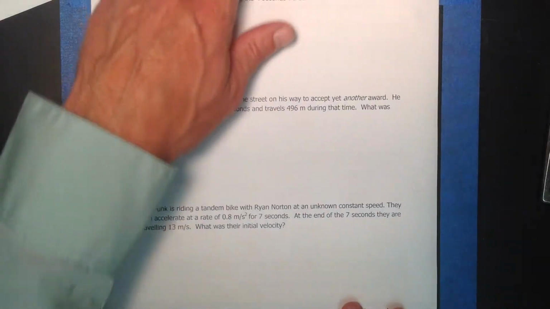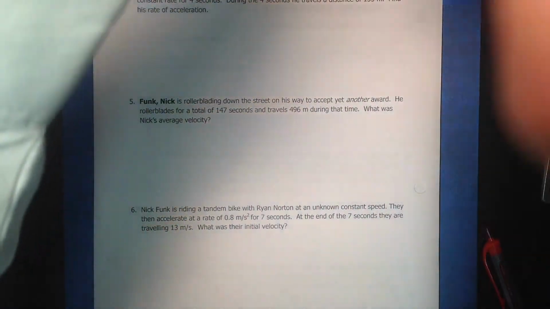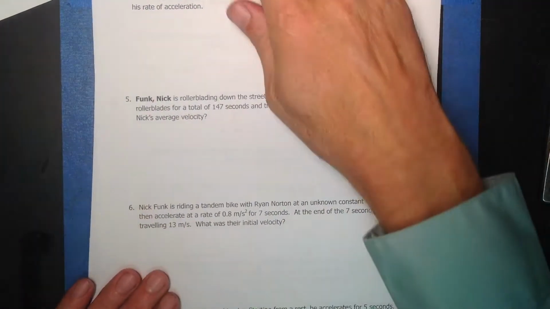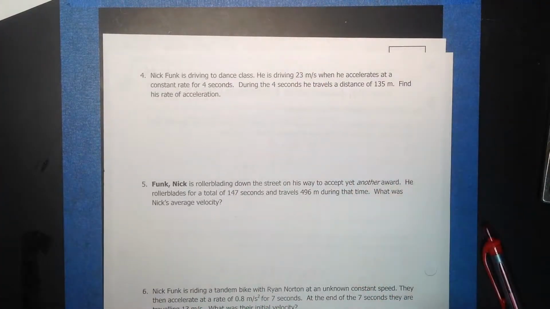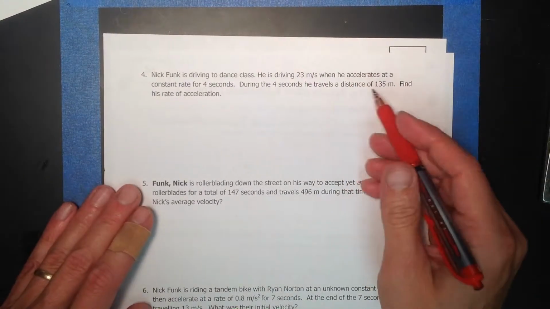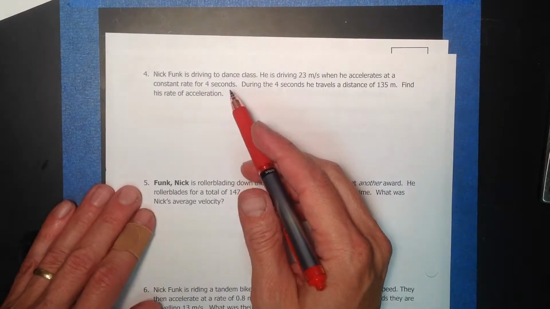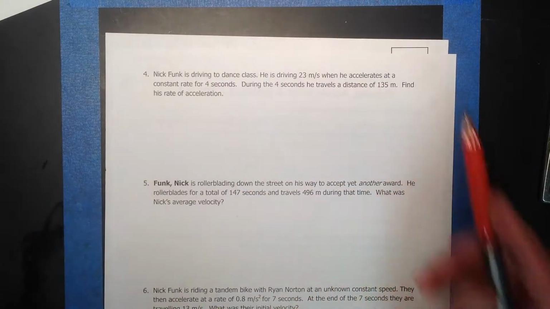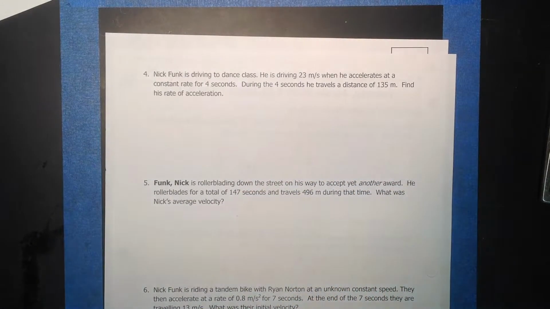Okay, let's go on to the back here. Okay. And it says Nick Funk is driving to dance class. He's driving 23 meters per second when he accelerates at a constant rate for 4 seconds. During the 4 seconds, he travels a distance of 135 meters. Find his rate of acceleration.